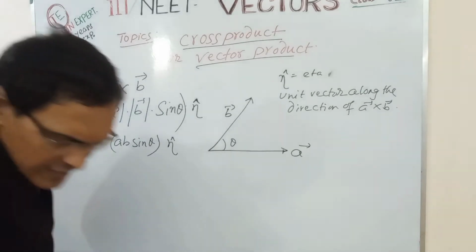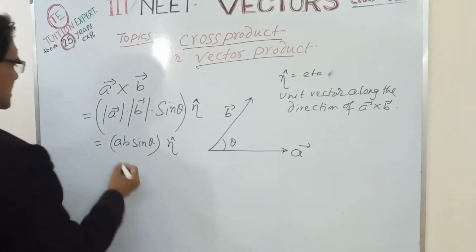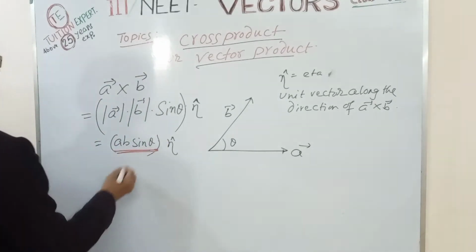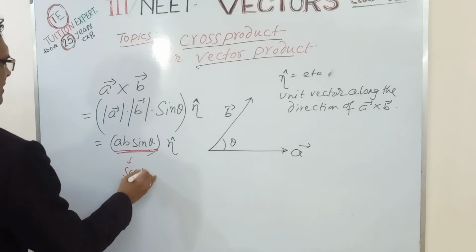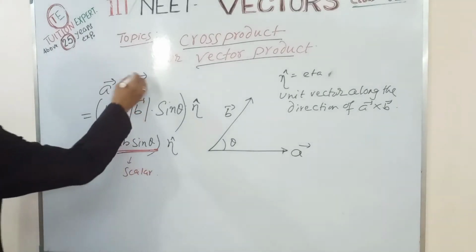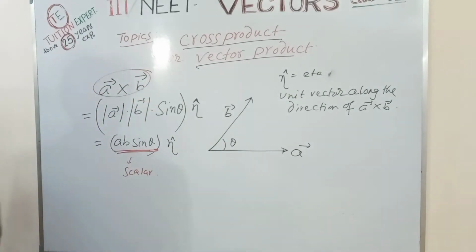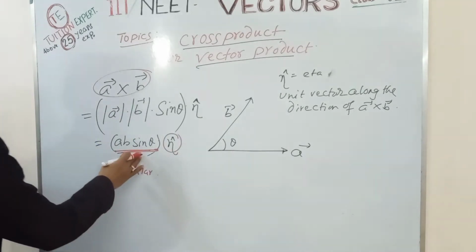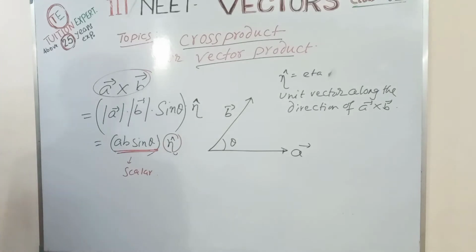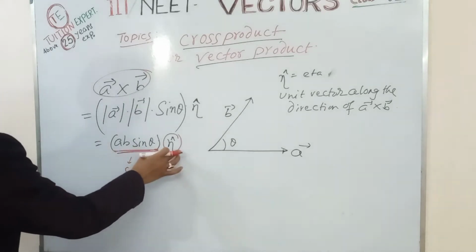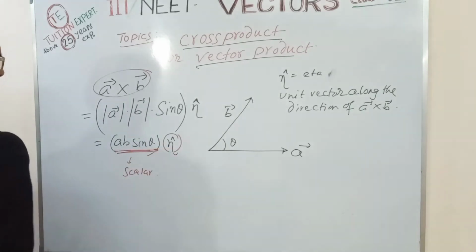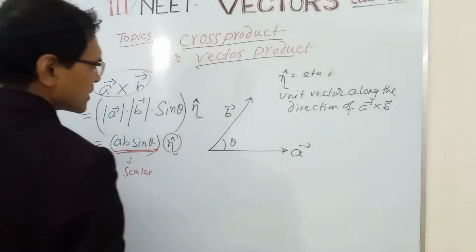Now, AB sin theta is scalar. Up to this is scalar. This cross product is a vector due to that unit vector, because magnitude into direction is a vector. So this is the magnitude and this is its direction, and its direction is denoted by the unit vector.